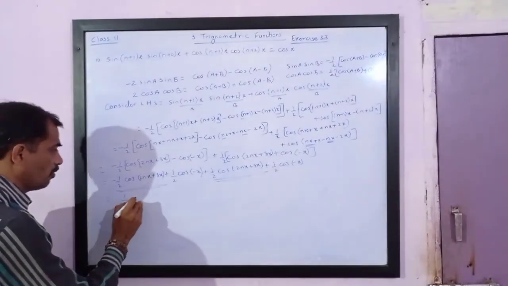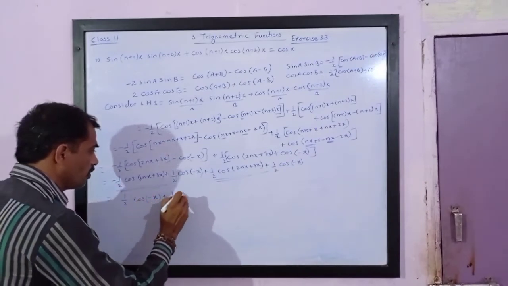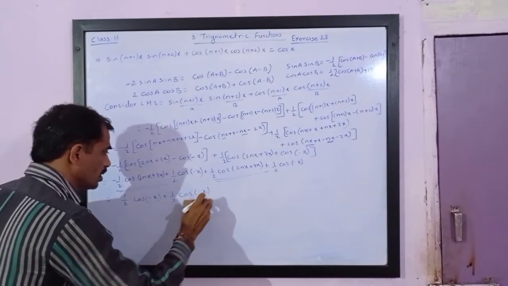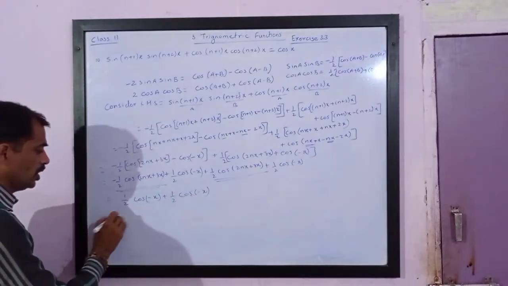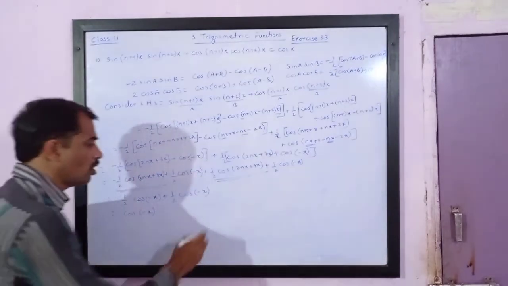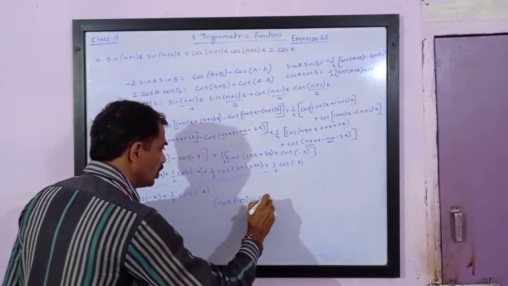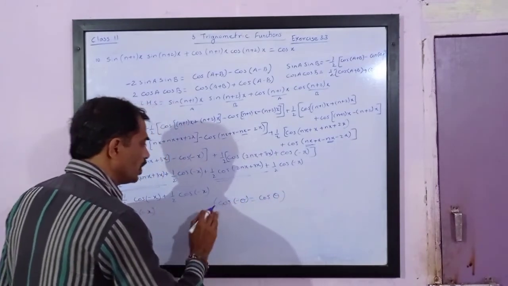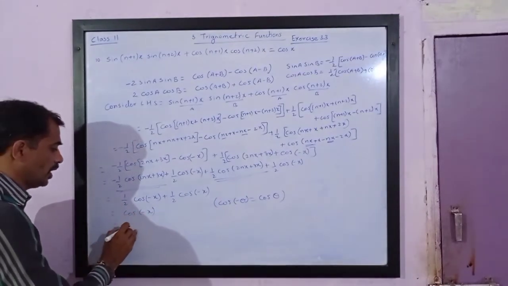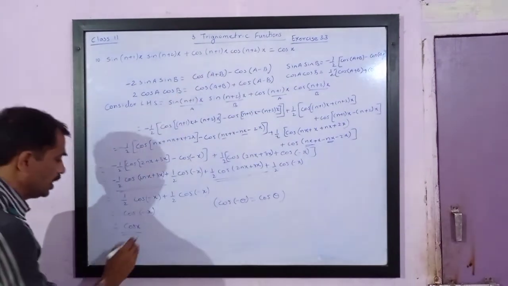We will get half of cos of minus x plus half of cos of minus x. Half plus half is 1, so this is equal to cos of minus x. Now we have one identity, cos of negative theta is equal to cos of theta. So by using this identity, cos of minus x is equal to cos of x. And please note that is equal to RHS.